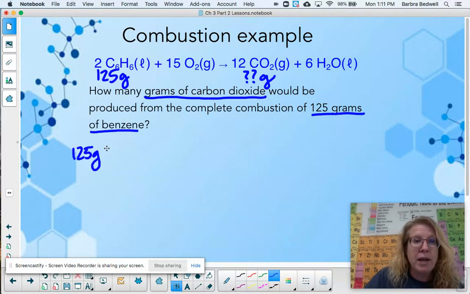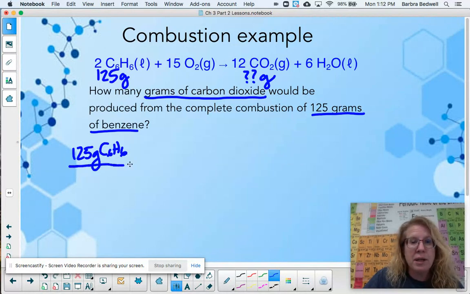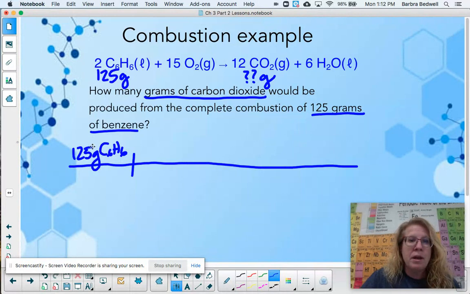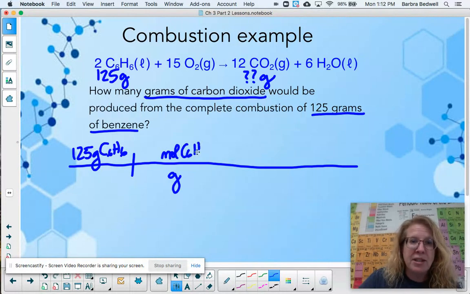125 grams of benzene, C6H6. Okay, so when I do this, there's my long-winded fraction line. Remember, you have to be exact. Grams has to be down here. I know I need to use a mole to mole ratio, but I'm not in moles yet. So I have to get to moles. Moles of C6H6. Well, how do I do that?